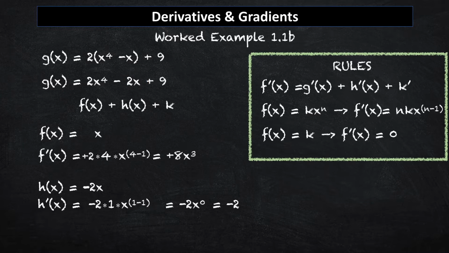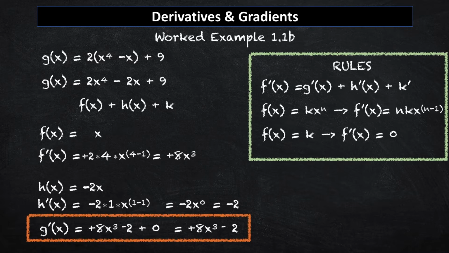Now we have the third function that is a constant, and we know that the derivative of a constant is equal to 0, and so the derivative of the function g becomes plus 8x to the power of 3 minus 2 plus 0. So we ignore the plus 0, and the final derivative of the function g is plus 8x to the power of 3 minus 2.